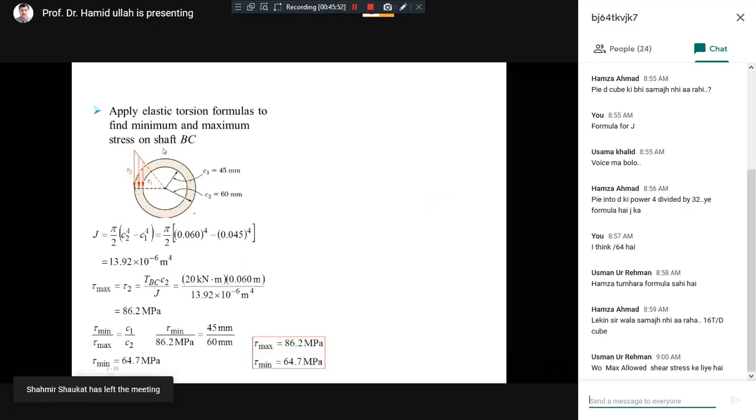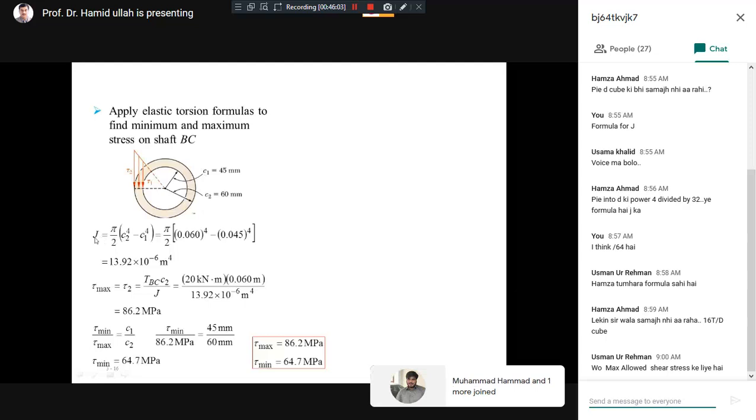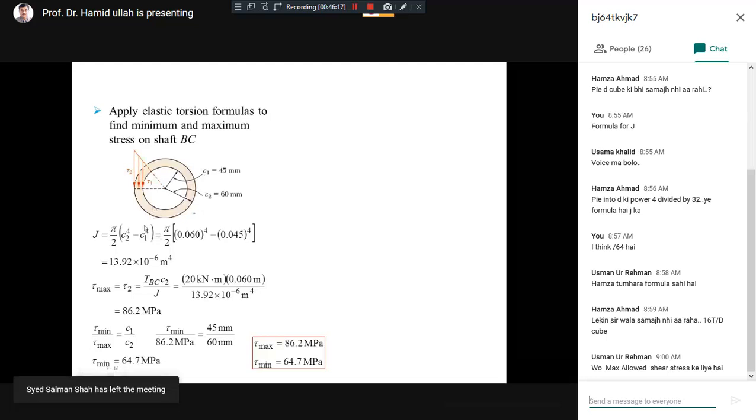Section. So the radius is given. Radius here is represented by C. C1 is the outer radius, and in the given data, I have mentioned it. Remember last week I showed the formula for J. J is the polar moment of inertia, which depends upon the cross section when the radius is given. If it is a solid shaft, not hollow, you need only one radius. But since it is hollow, for sure you need two radii, outer and inner. You put the values and you get the value of J.